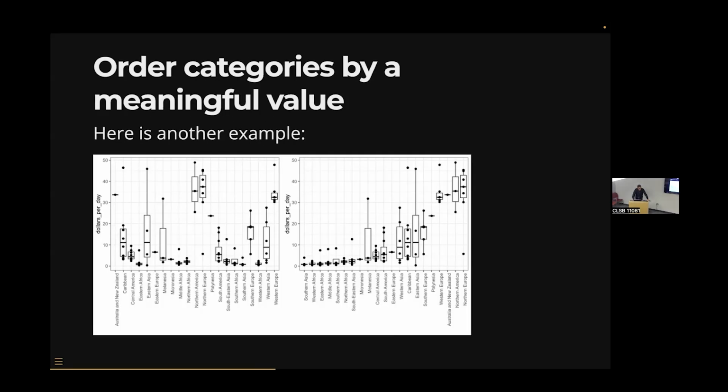All right, so and then you can look at the code. There's one line that does that for you. I think it's like reorder or something like that. I don't know it off the top of my head, but it's in the code.